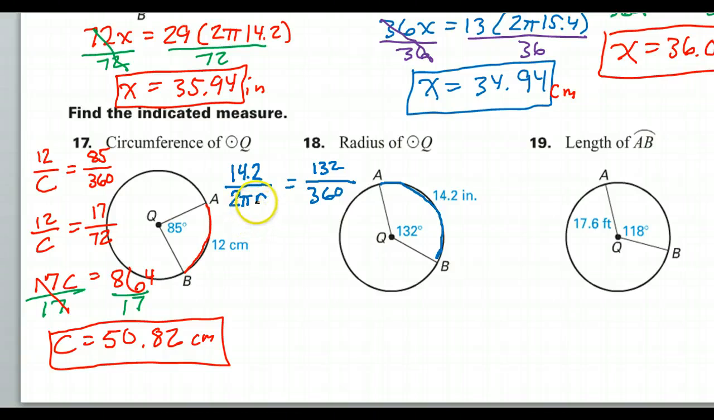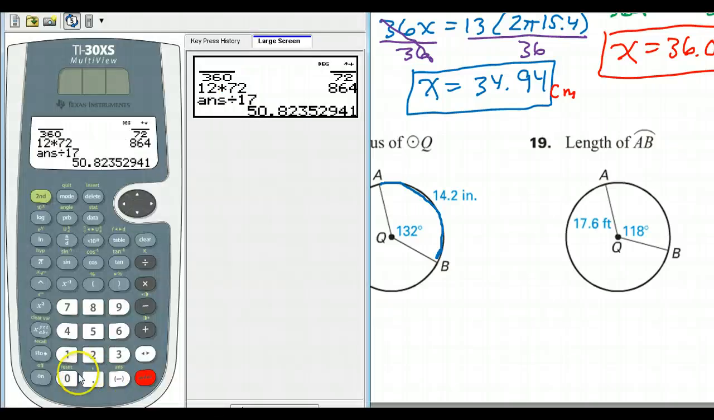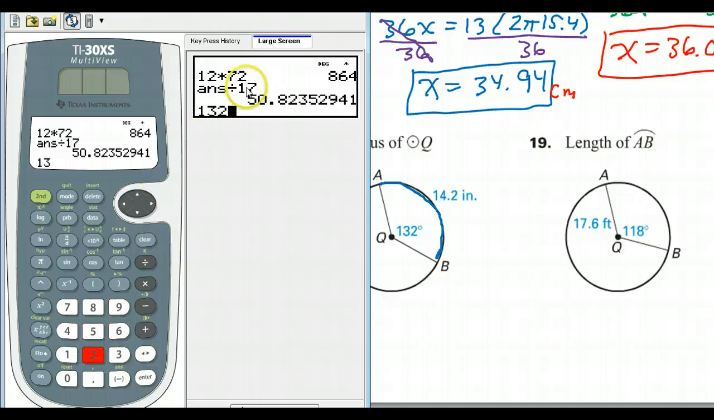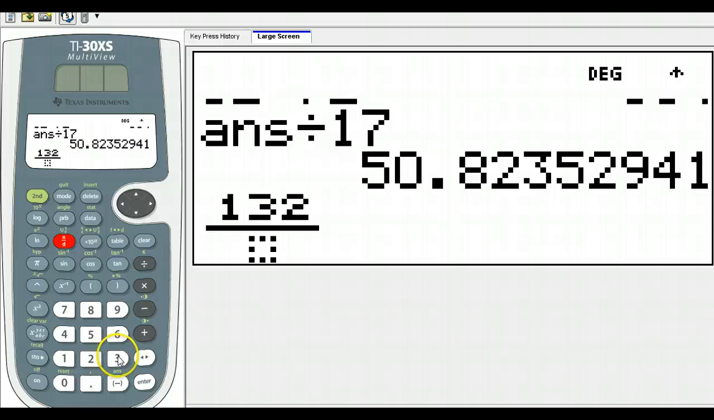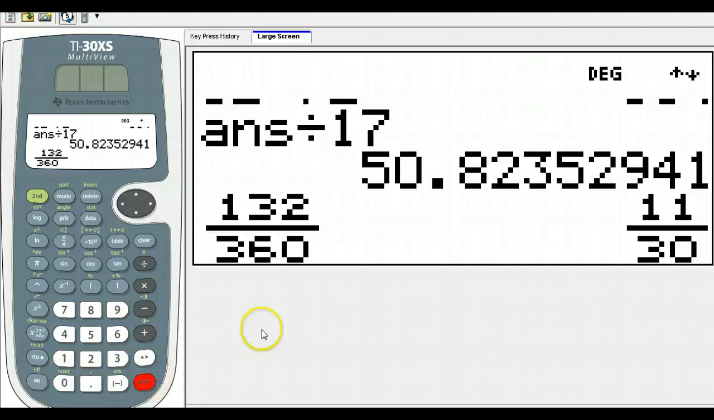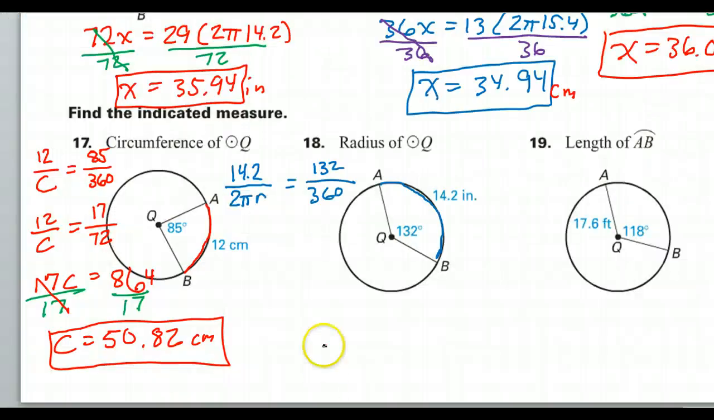So if I were you, I would reduce this side, the 132 over 360. So let's see, 132 over 360. That's 11 over 30. So let's go with that. So what we have now is 14.2 over 2 pi r is equal to 11 over 30.